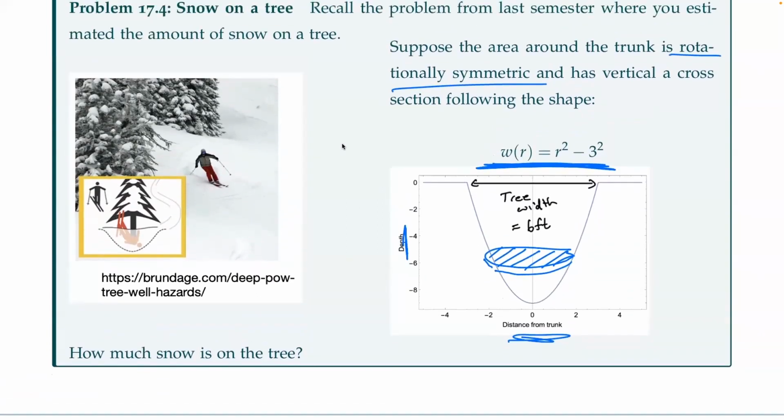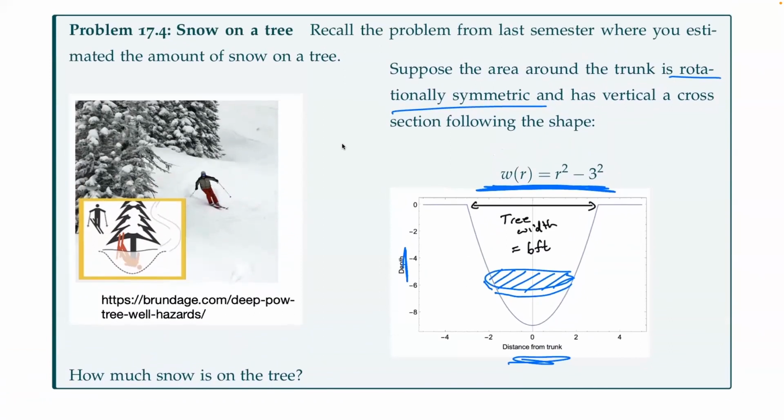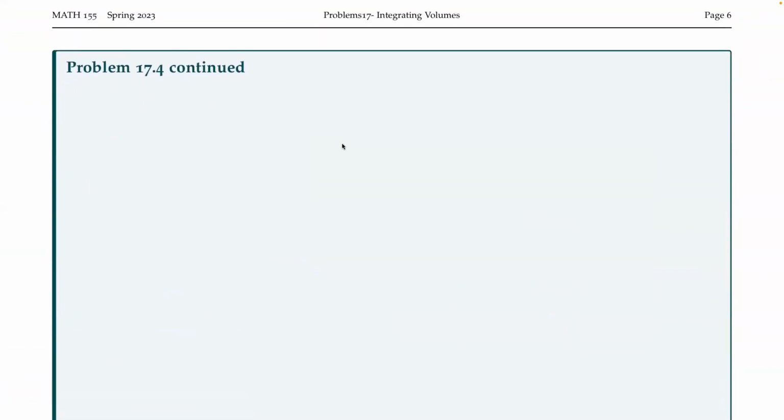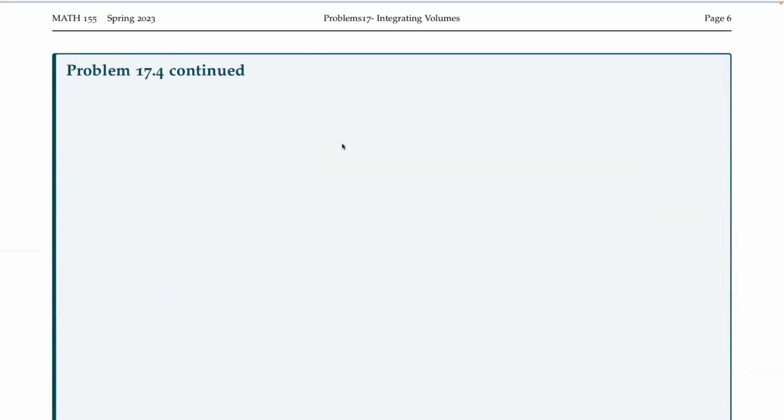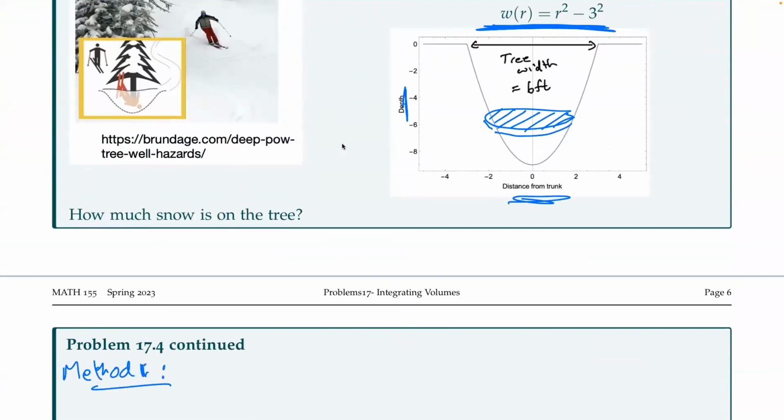So if we want to know how much snow is on the tree, it's the snow that's not in the hole. That's the way of thinking about this problem. There are a couple of different ways in which you can do this. The first method is going to be using volumes of revolution. So this is method 1. And actually, what I'll do is turn this diagram on its side.